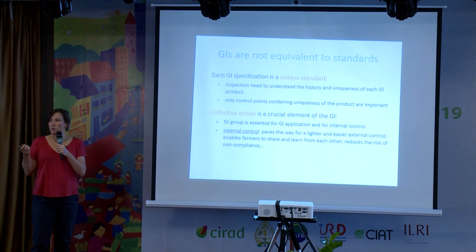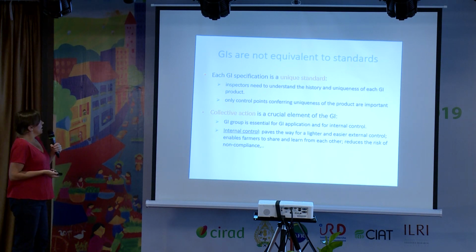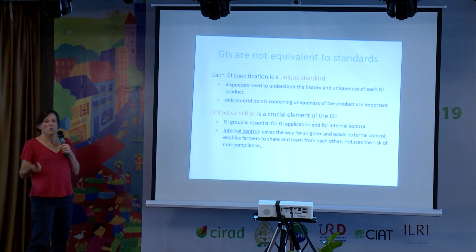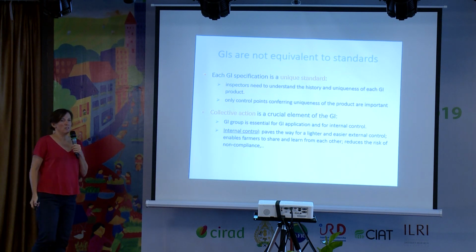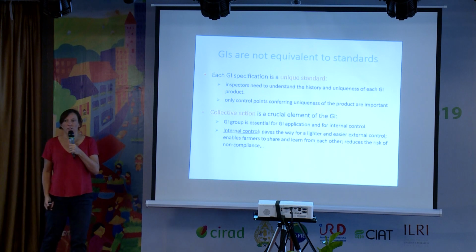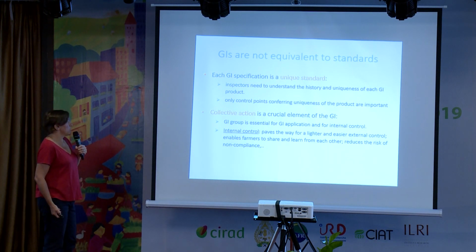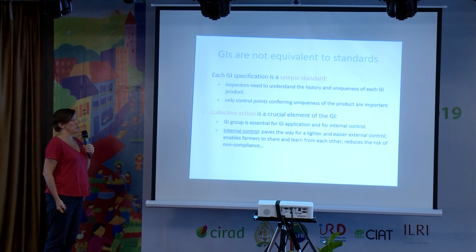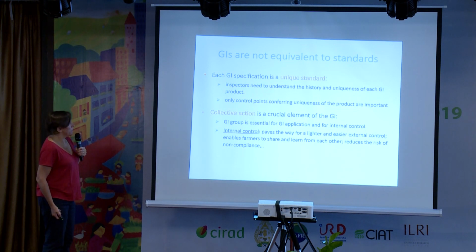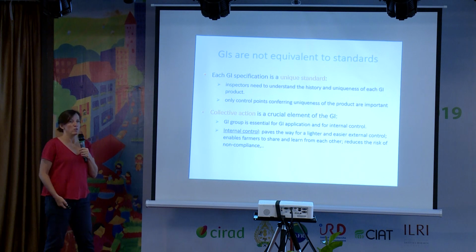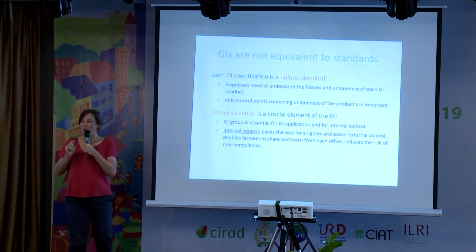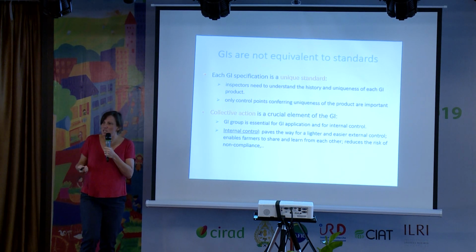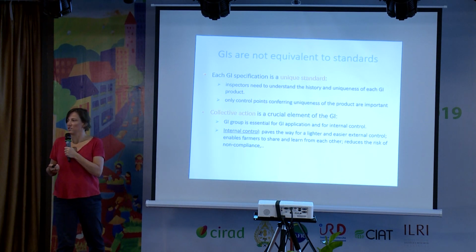Finally, just to go back to what Chen was saying, GIs are a bit equivalent to standards, but not quite. Each specification is really like a unique standard. And so the inspectors need to understand the history and the uniqueness of each GI, and also make sure to choose the control points that really explain the specificity of the product.